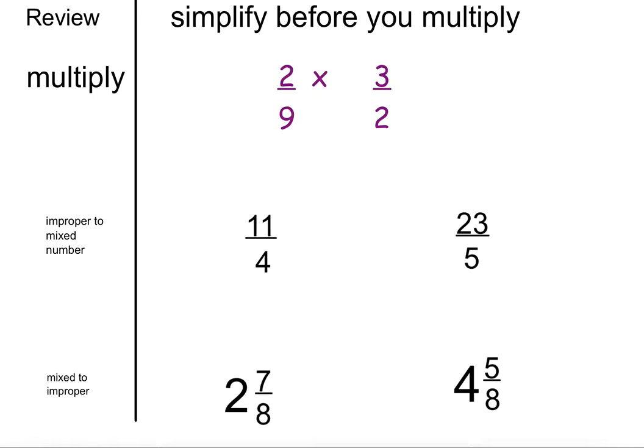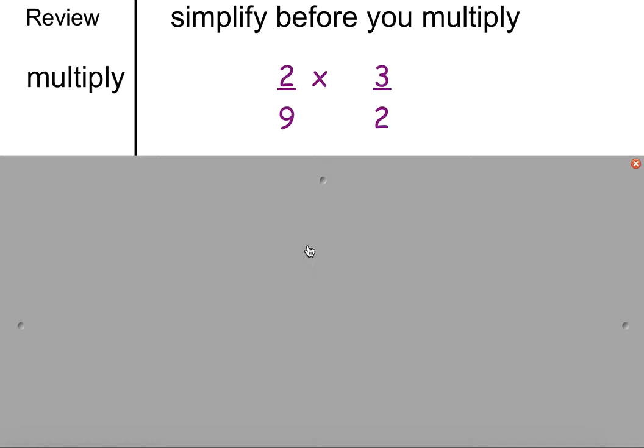Simplify mixed numbers. So let's review. When you are multiplying, you simplify before you multiply. So any numerator to any denominator. So I can do this 2 to this 2, which would be 1.